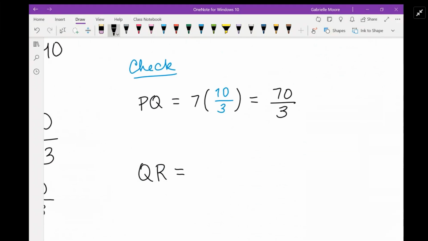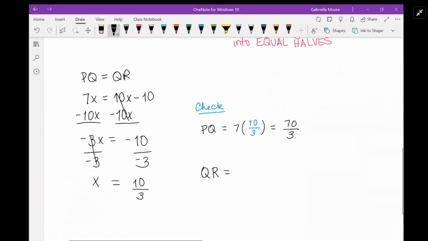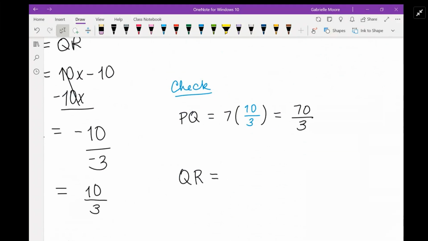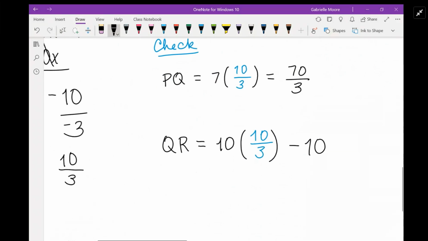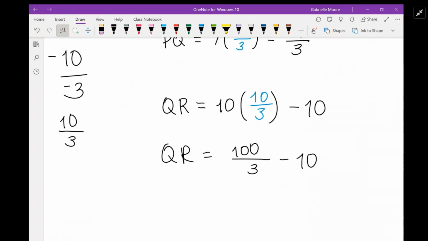So now to actually find the answer to the question, we're going to plug in 10 over 3 where x is. So 10 times 10 over 3, or 10 thirds, minus 10. Okay, so now we're going to simplify this. So we get 100 over 3 minus 10. And to combine these two fractions, we need to make the denominators the same.